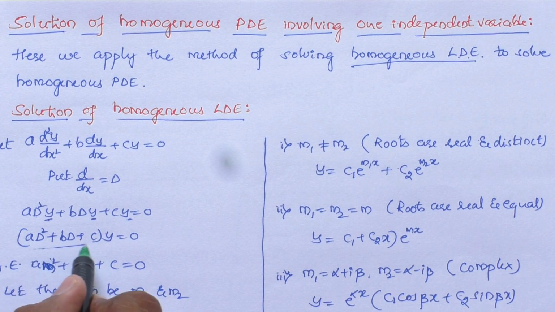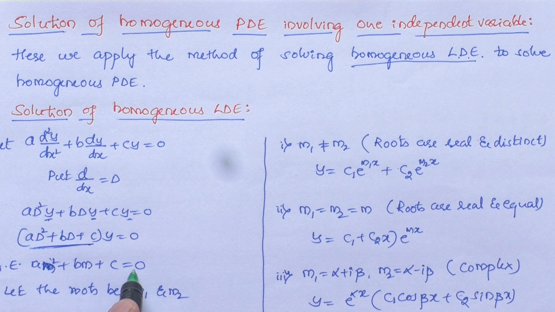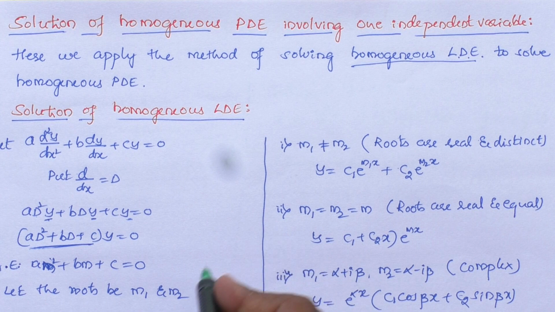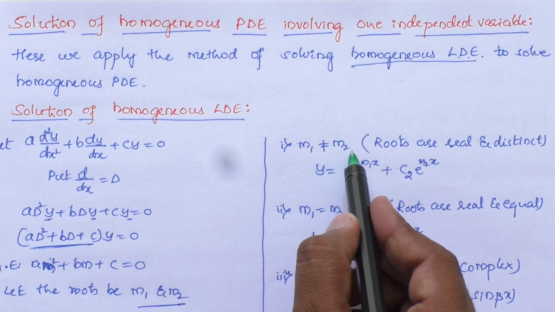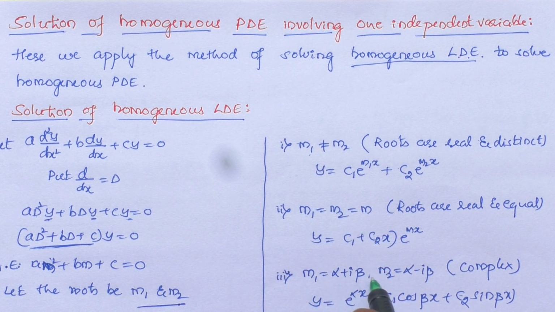Here, wherever the D term is there, replace D by m. So we get a m square plus bm plus c equal to 0, which we call the auxiliary equation or intermediate equation. Based on the nature of the roots of the auxiliary equation, we write the solution. It is a general equation, so let the roots be m1 and m2. For a quadratic equation, three cases arise: real and not equal, equal, and complex.